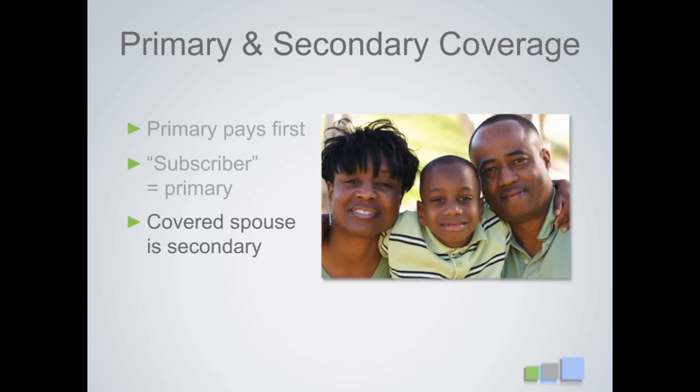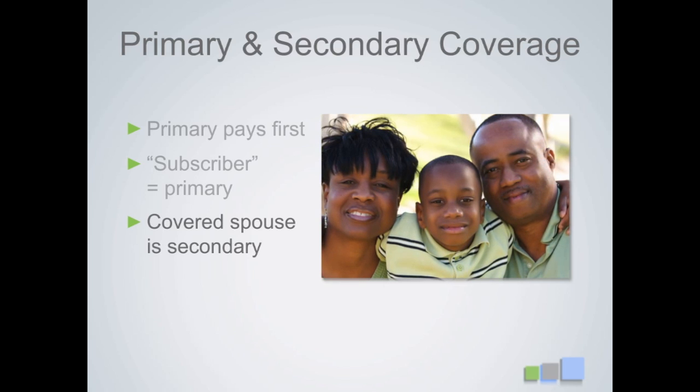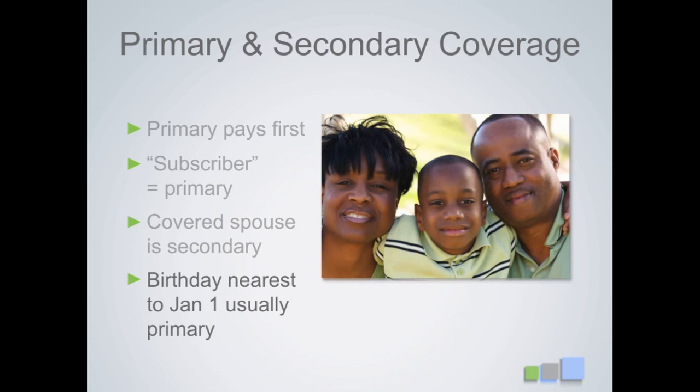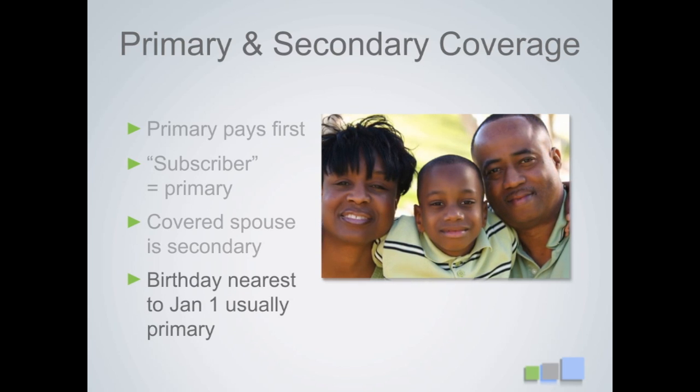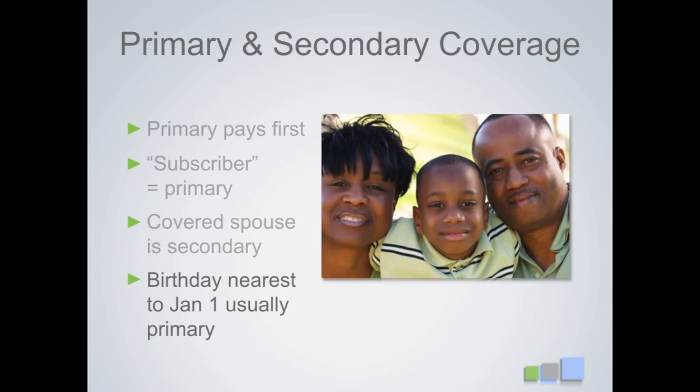In the case of a child covered by two separate insurance plans, say one from each parent, the parent whose birthday falls closest to January 1st becomes the primary insurance. This is called the birthday rule for the dependents of the plan. Limited exceptions apply.